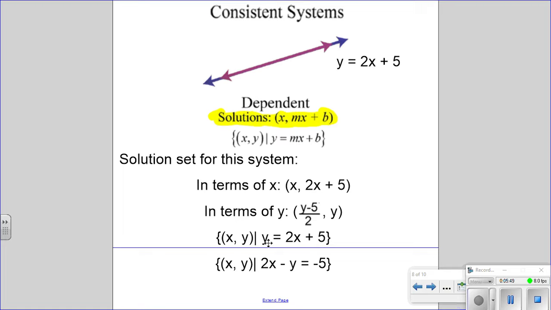And it doesn't have to be written in slope-intercept form. I just translated it down here into standard form. It could be written in any form. It doesn't even have to be one of the main linear forms. It could be point-slope form, or some other form of a linear equation. As long as it's written with this notation, this is another way to represent the solution set for the system.